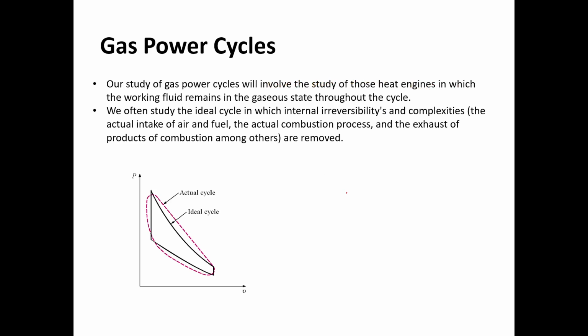So why do we call this a gas power cycle? Basically because throughout the cycle the working medium or working fluid remains in its gaseous form. That's why we call it a gas power cycle. In a vapor power cycle, if you remember, we have phase change. Sometimes it changes from liquid to gas, then again gas to liquid. That's why we call it a vapor power cycle. In a gas power cycle, throughout the cycle the working fluid remains in its gaseous state, right?